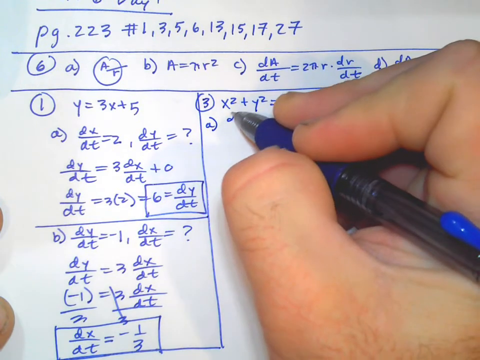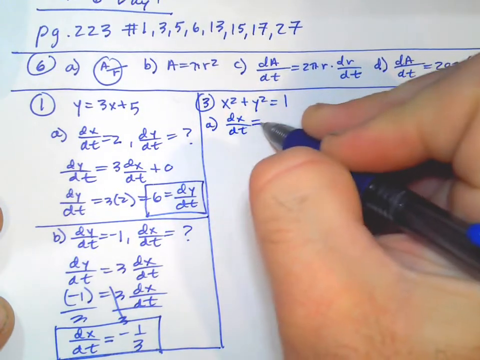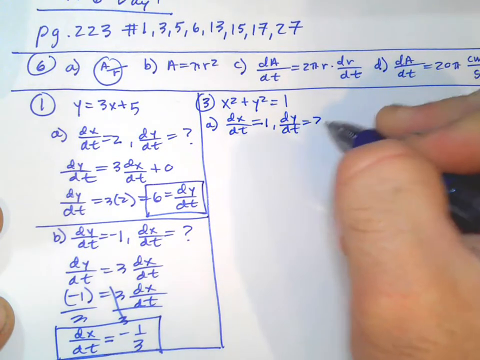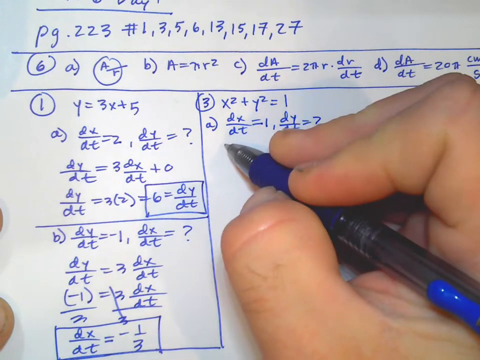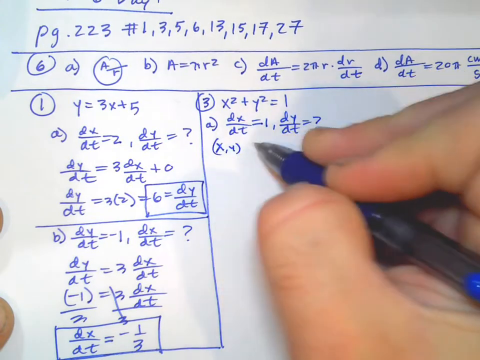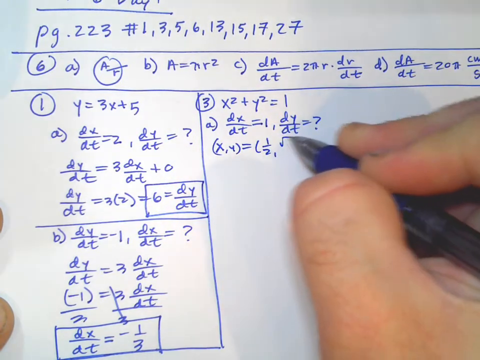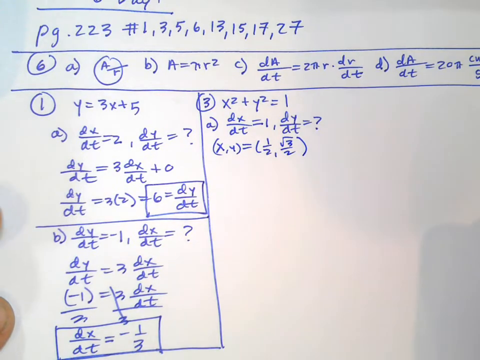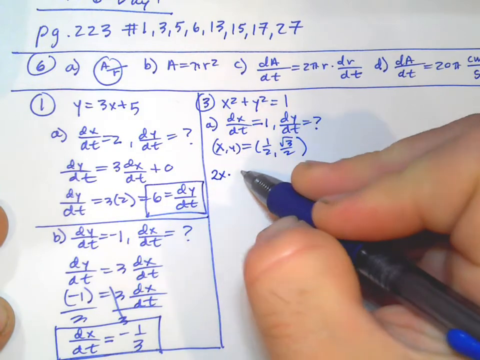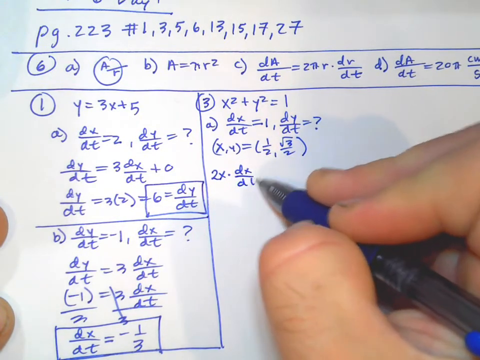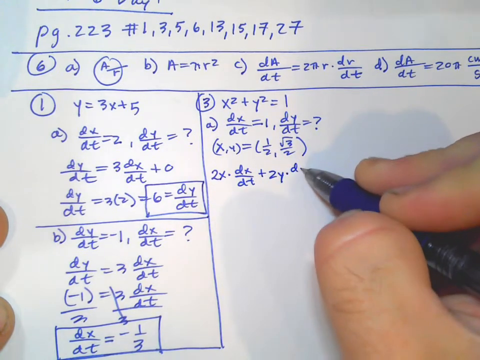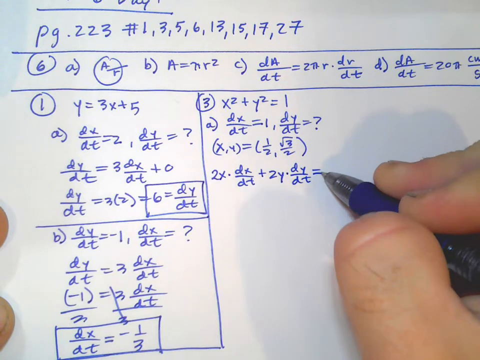They give you dx/dt equals 1, and they want you to find dy/dt. But they also give you some information: (x, y) equals (1/2, √3/2). Probably going to need that. So we're going to take a derivative implicitly. The derivative of x squared is 2x, and then dx/dt. It's chain rule, we have to take the derivative of what's inside. Plus 2y, and the derivative of y is dy/dt, chain rule. Equals the derivative of 1, which is 0.